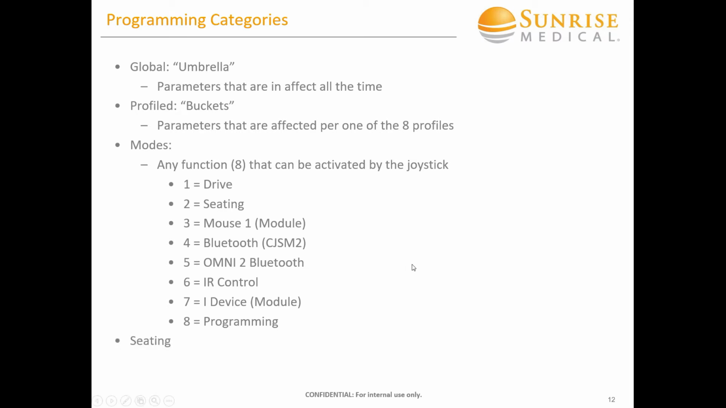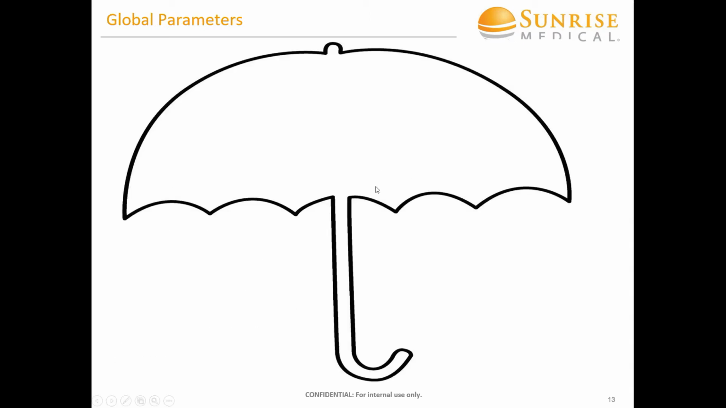We also have parameters that are designated for seating. And again, those are not under the umbrella or the bucket because they're kind of their own system. And then we have a system setting as well. So let's talk about the global parameters. What are available within the global parameters?